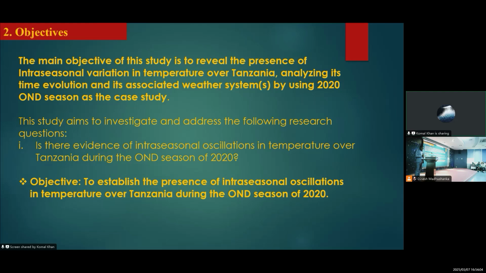Now, this study aims to investigate and address the following research questions. Number one, is there evidence of intraseasonal oscillation in temperature over Tanzania during the OND season? First, we want to answer this question, and the objective accompanying it is to establish the presence of intraseasonal oscillation in temperature over Tanzania during this season.